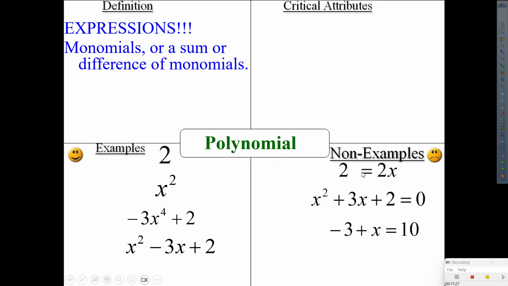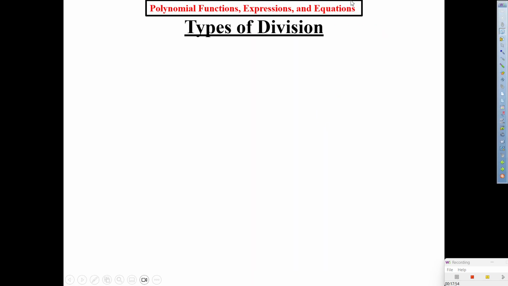Non-examples. Tell your neighbor why these are not polynomials. Obviously, why are those not polynomials? Yeah, they're not expressions. What are they, people? They are equations, yes. So expressions do not have equal signs. Is that correct? Yeah, and expressions, we don't solve expressions. We just simplify expressions. That's where you wrote hashtag expressions only, various terms. Okay? So, types of division.